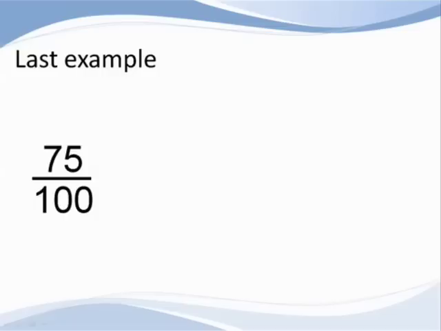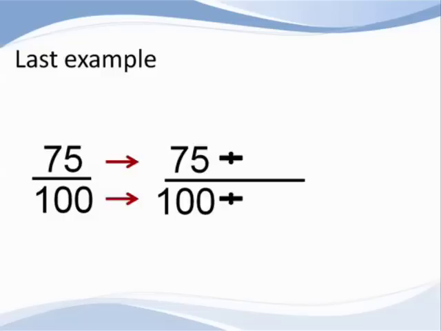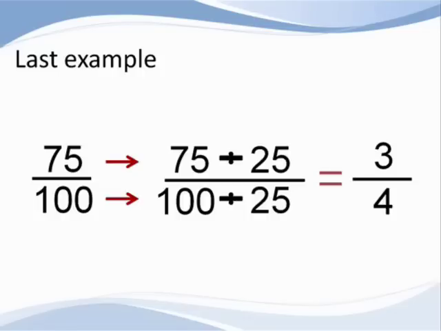Our last example is to reduce 75 over 100. Again, we're going to think about what's the biggest number that goes into 75 that also goes into 100. 25 is that greatest number that divides into both 75 and 100. Therefore, 25 is the greatest common factor. 75 divided by 25 is 3. 100 divided by 25 is 4. So 75 over 100 reduces to 3 over 4.